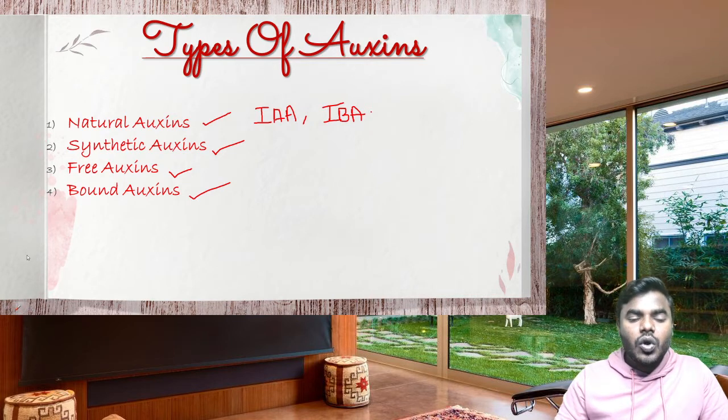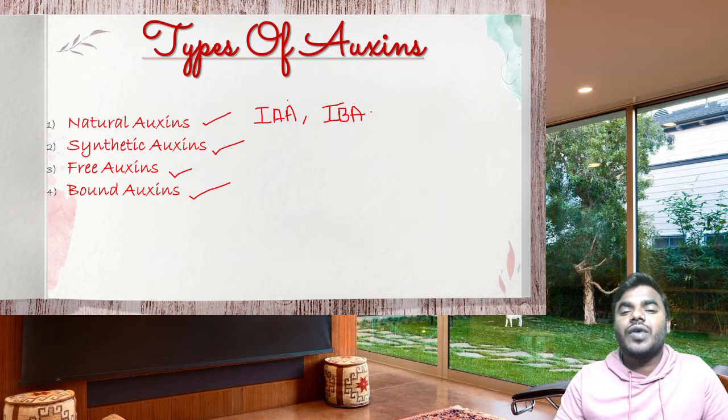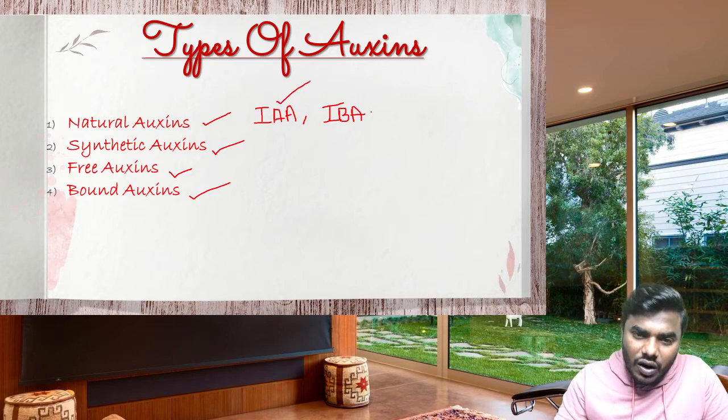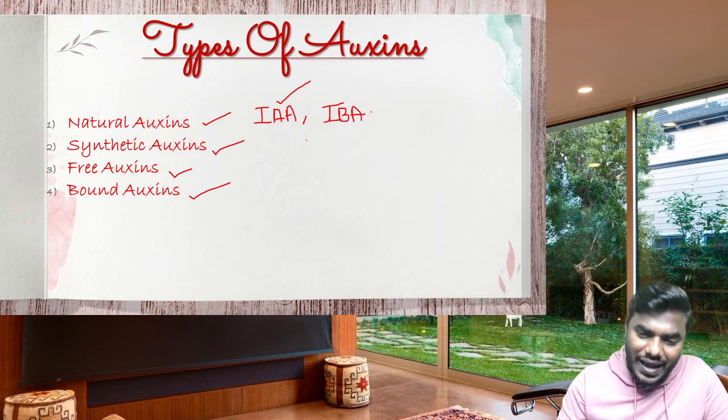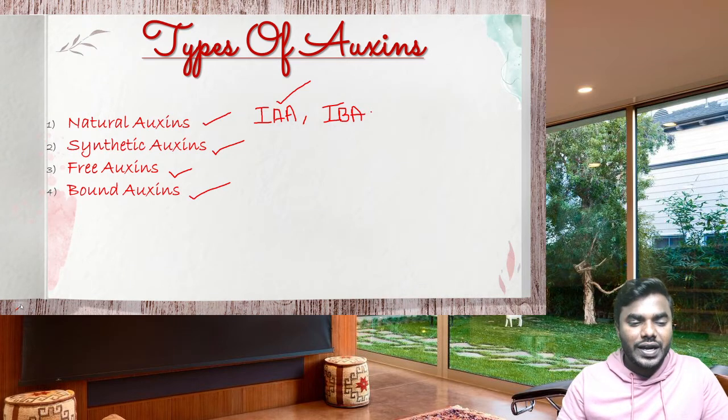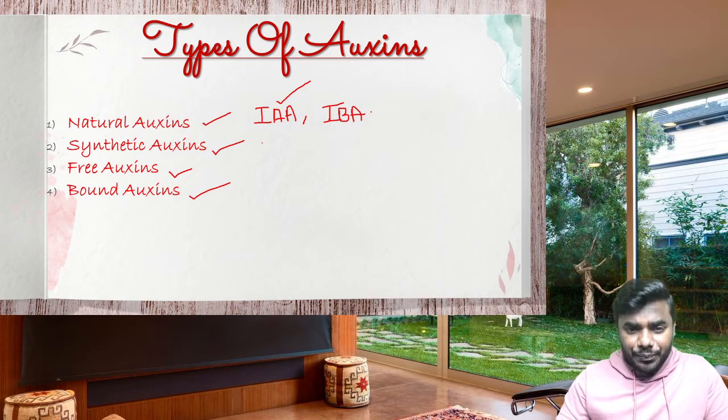The most common natural form of auxin. Once again, listen to me. The most common natural form of auxin is always IAA only, indole acetic acid only. Please kindly do not forget this statement also.